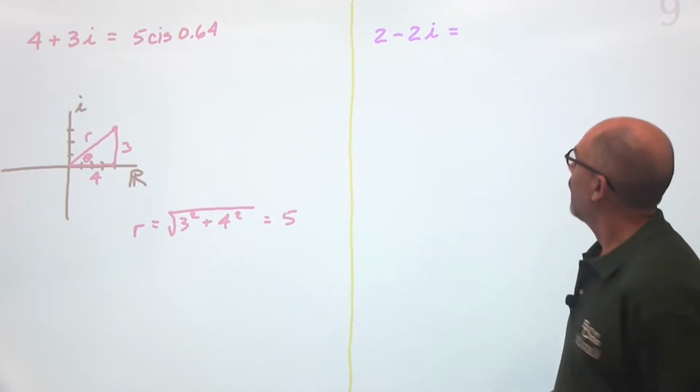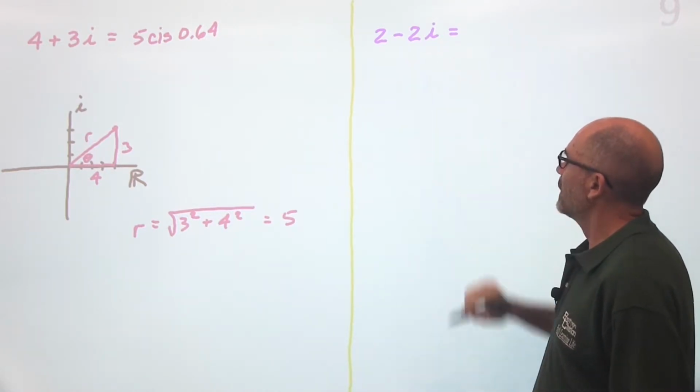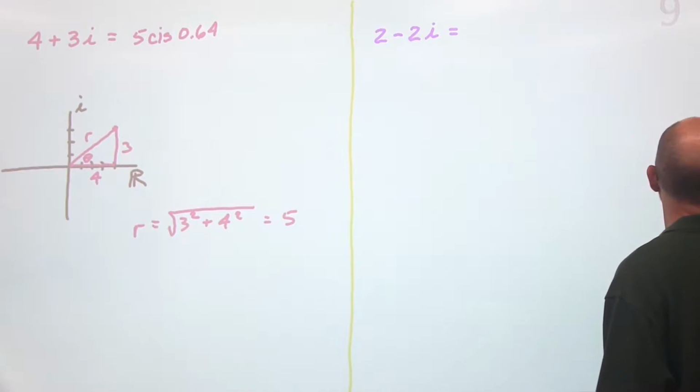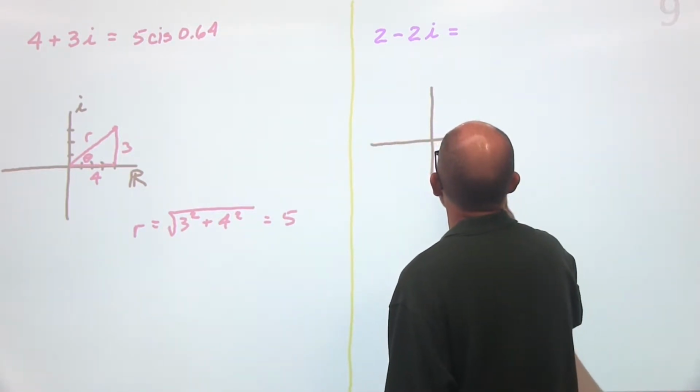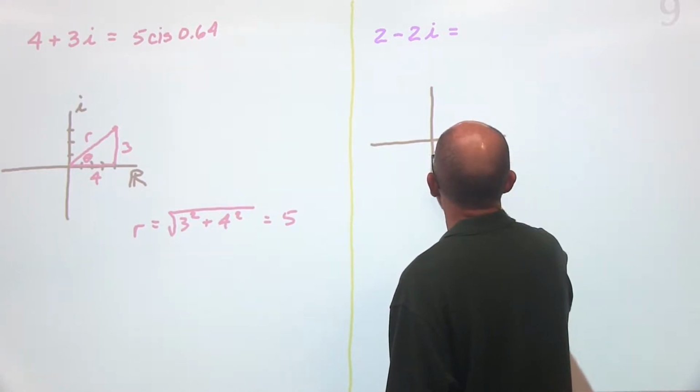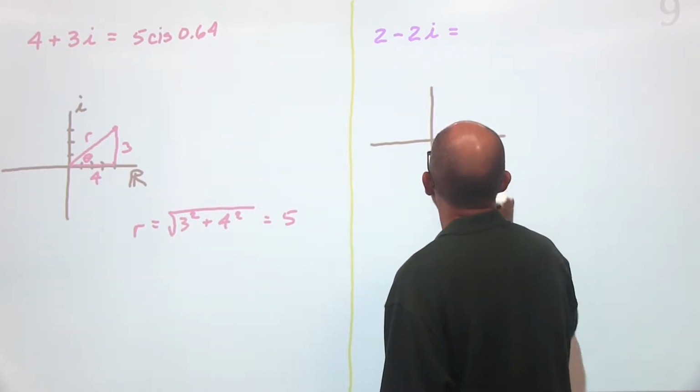Okay, now, what about 2 minus 2i? Well, let's do the same thing. 2 minus 2i.